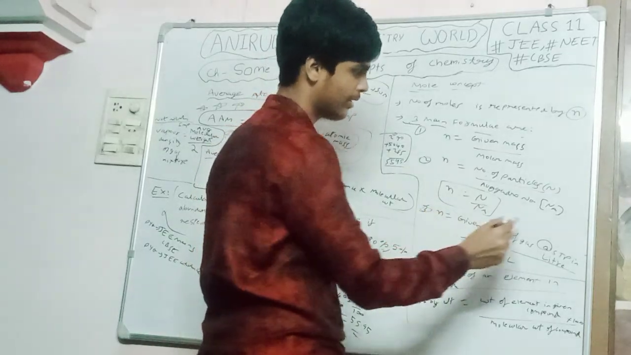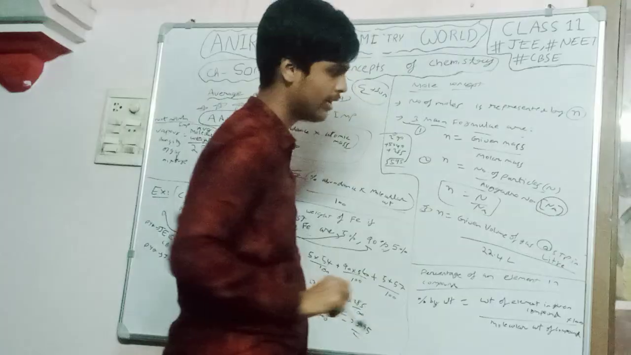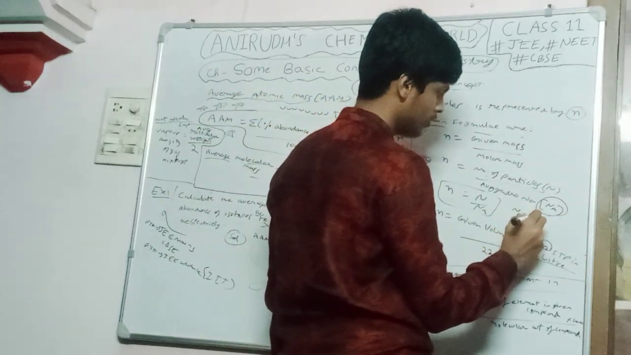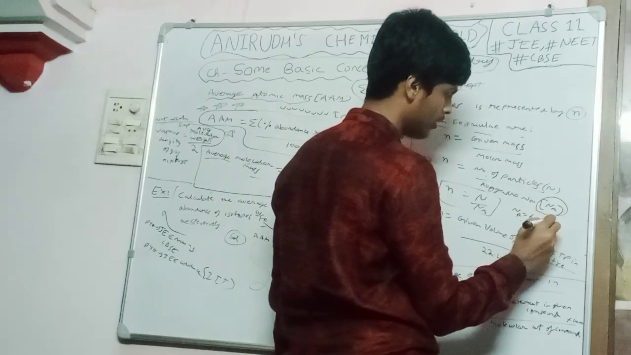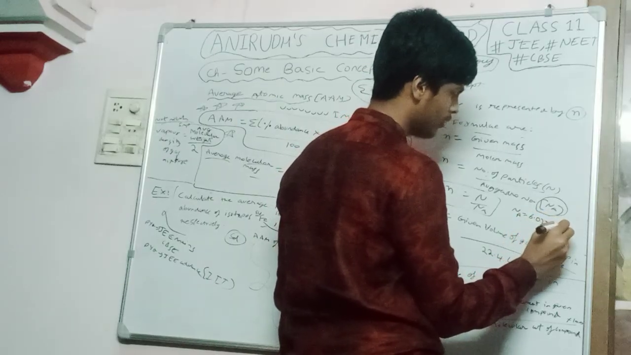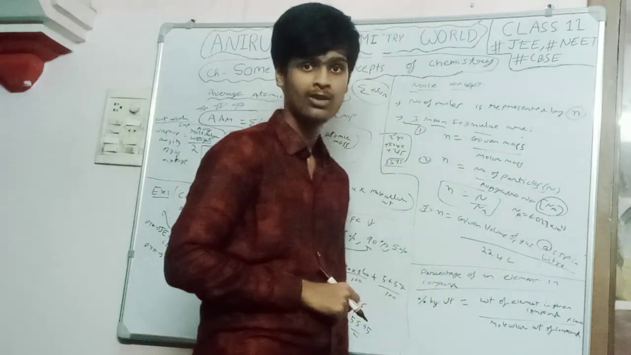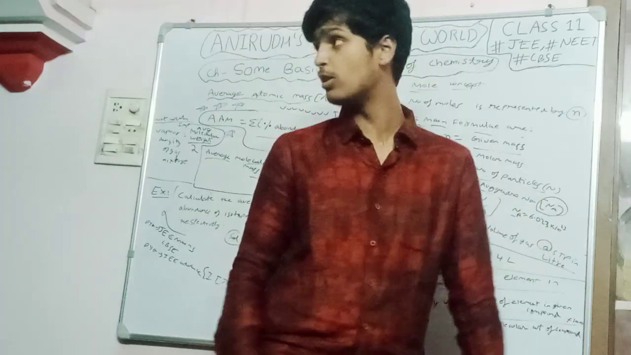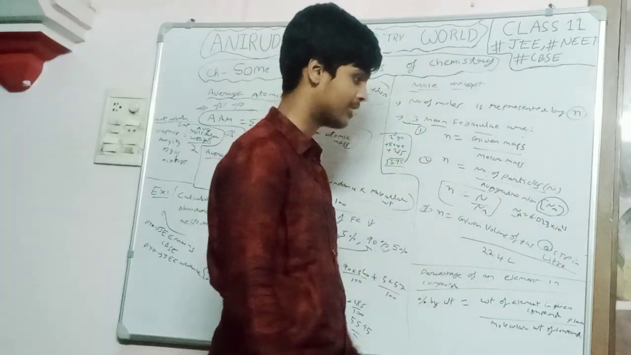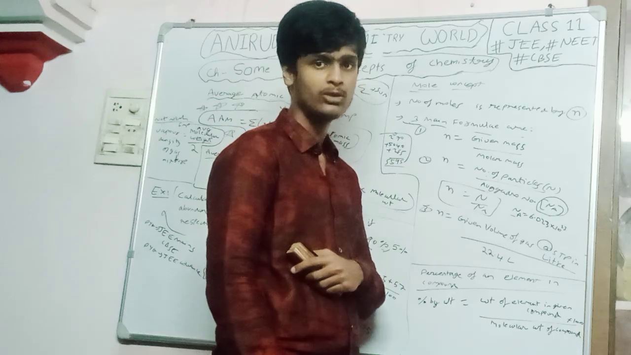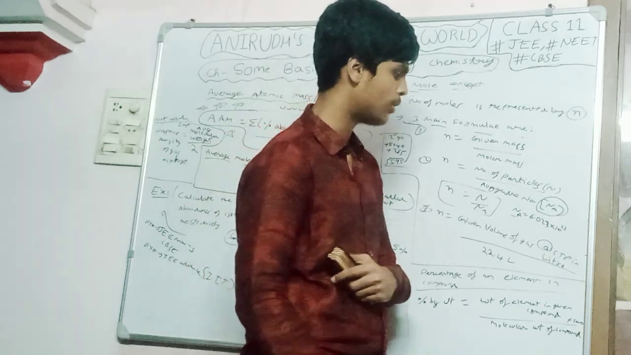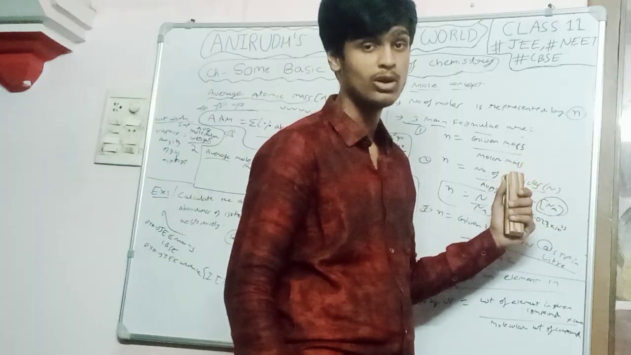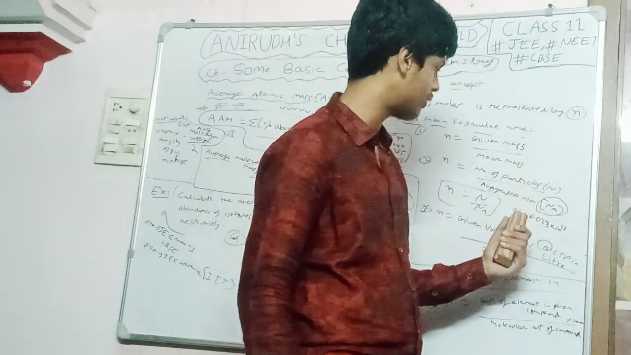Means Avogadro number. Avogadro number is a fixed number. That is, Avogadro number N A is equal to 6.023 into 10 to the power of 23. Repeat it: Avogadro number N A is equal to 6.023 into 10 to the power of 23.